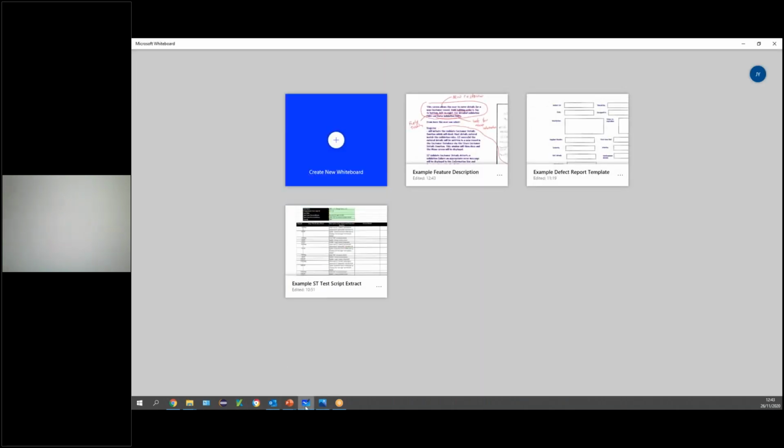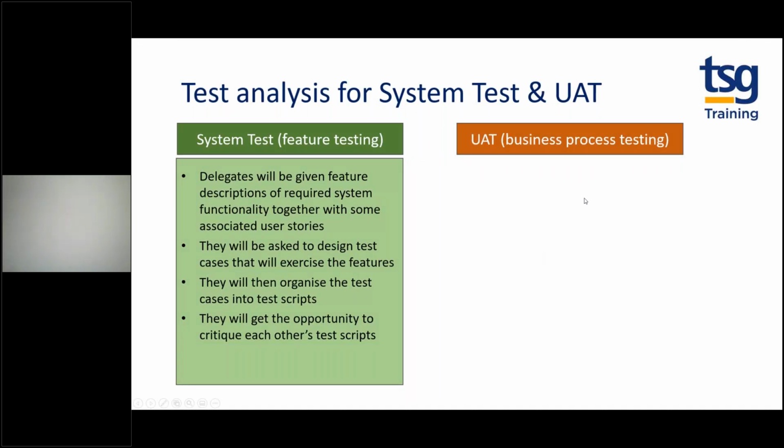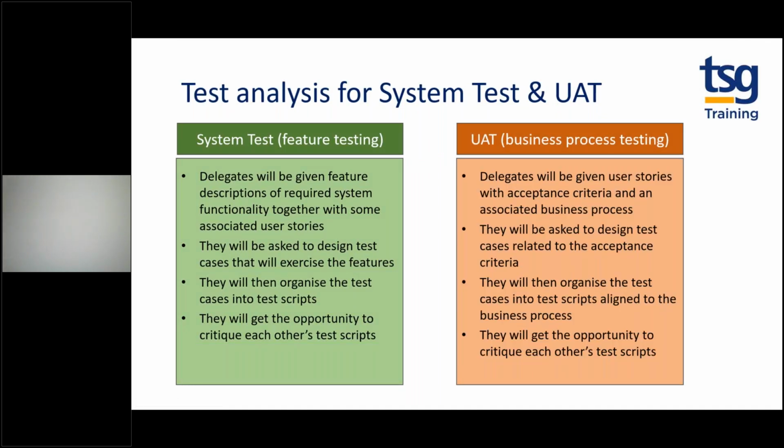Now we'll be doing a similar thing when it comes to user acceptance testing. The difference there is we'll be giving them user stories and acceptance criteria and some business process descriptions, including process flows. And the aim, again, is to deconstruct the acceptance criteria, but also to see the difference in UAT to system testing, that we're trying to then align the business process to the acceptance criteria. And the intention, again, is to give people the chance to try things out and to critique each other's test scripts, because it's only when you see somebody else's limitations that you often see the limitations in your own work.